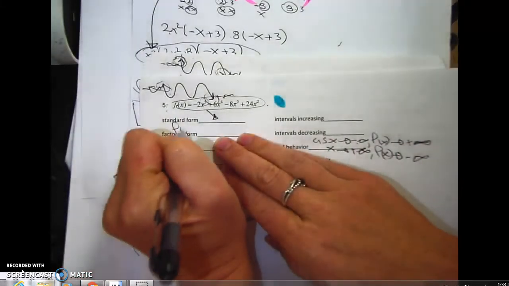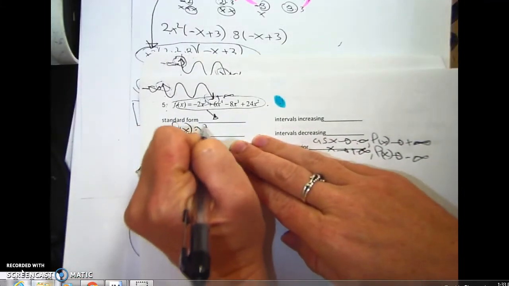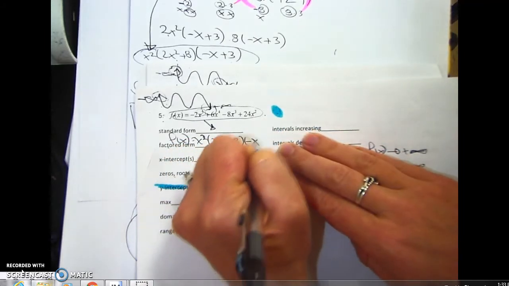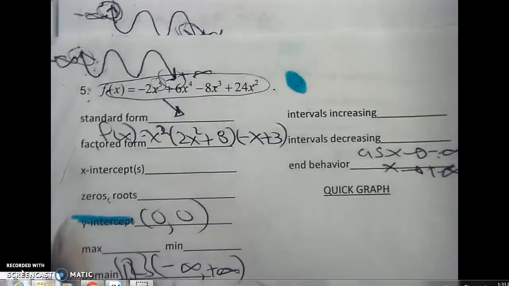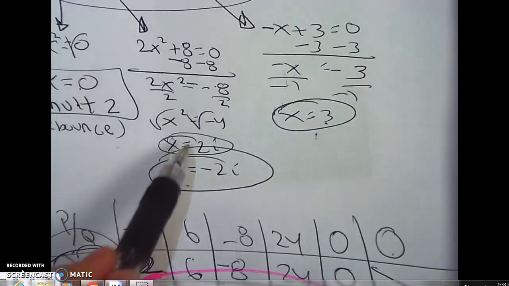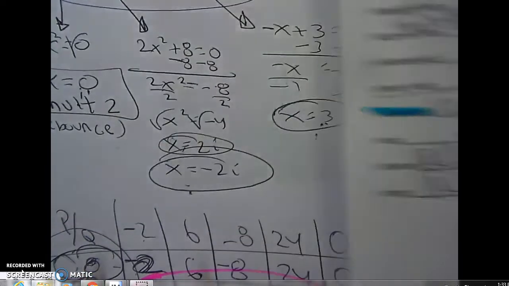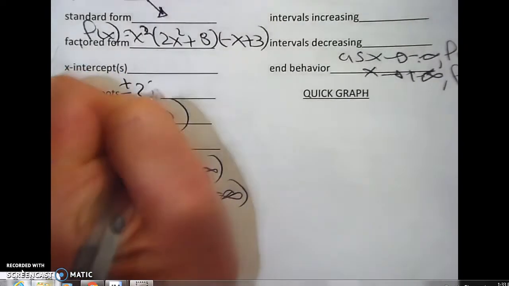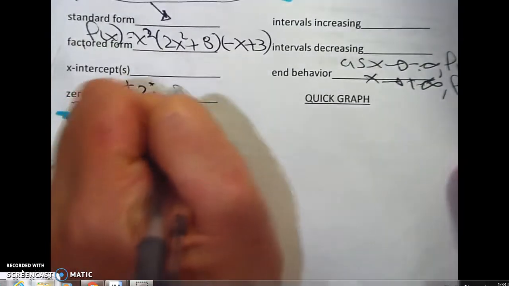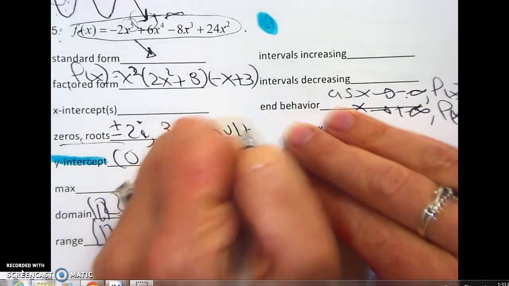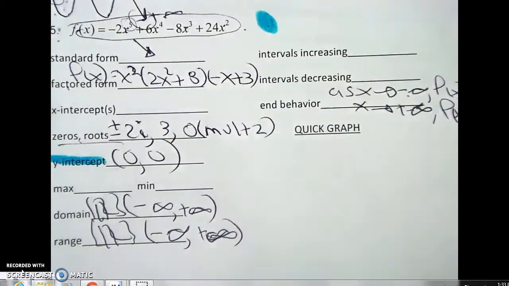F of x equals x squared, which is your bounce, 2x squared plus 8, and negative x plus 3. If you want to write it as 3 minus x, that's fine. My zeros, my roots, that was the 2i, the negative 2i, the 3, the 0, multiplicity 2. So I've got plus or minus 2i. I've got a 3, and I have a 0 with multiplicity 2. You have to write that as part of your answer.